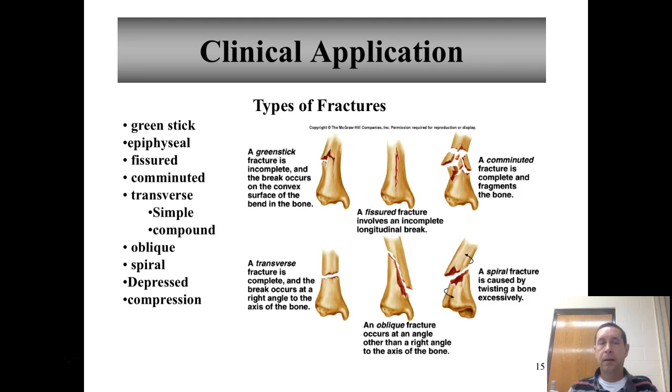A depressed fracture is like a blunt force trauma injury to the skull where the bones are pushed inward. Compression fractures are caused when bones are compressed together, like in a fall where someone lands on their feet and the vertebrae make contact with each other.